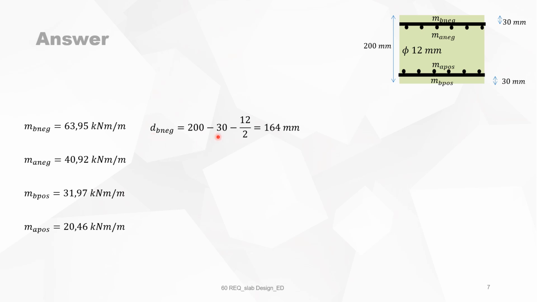So the lever arm is the total depth of the slab, 200, minus concrete cover, minus the point of gravity. So you see here, there's 12, half of the diameter 12, which gives 164 millimeters. The reduced bending moment for the negative bending moments in the B direction is then M divided by b d squared fcd. fcd is 0.85 times 25 divided by 1.5, the material factor. This gives you 0.1678.